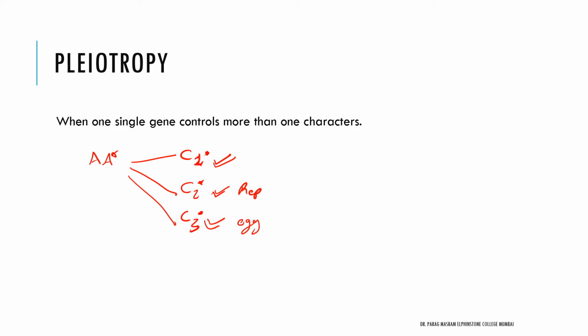So that is the concept of pleiotropy. That is, one single gene controls more than one character. That's all about pleiotropy. There is nothing more to understand in pleiotropy. The gene which is controlling more than one character is called a pleiotropic gene. So we have pleiotropy and we have a pleiotropic gene which is controlling more than one character. Okay, so let's move on to the next concept.